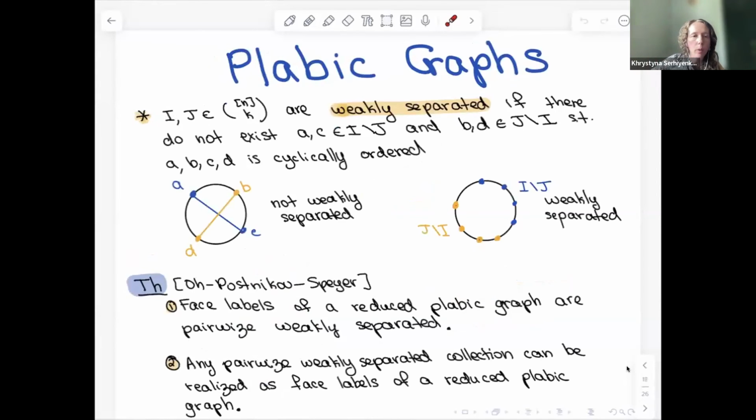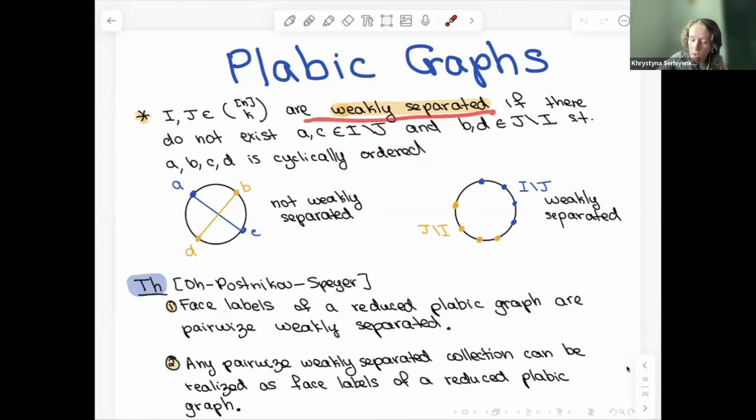Okay, so what is the property of these face labels? Here we have a nice description of them. So you have two sets, I and J, of cardinality k inside of the set consisting of elements 1 through n.